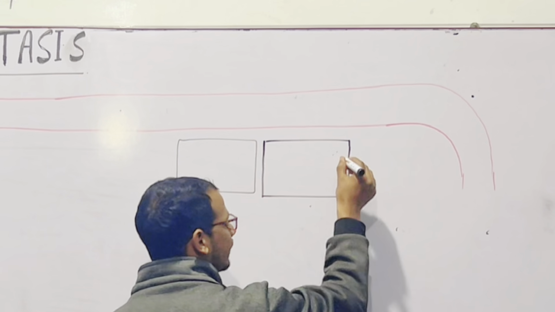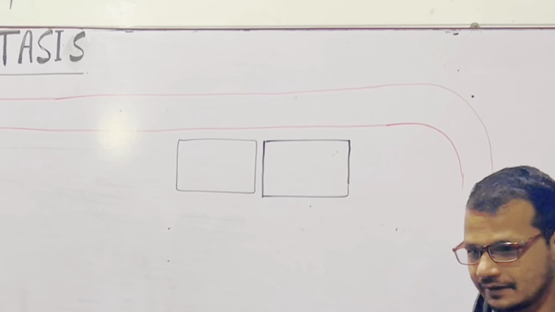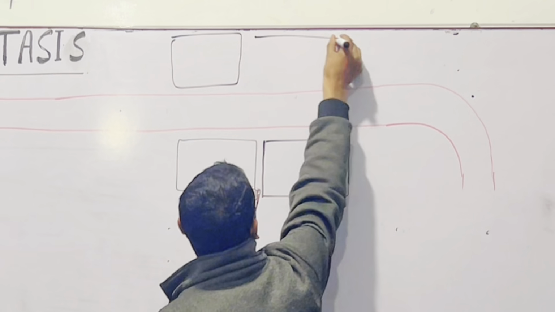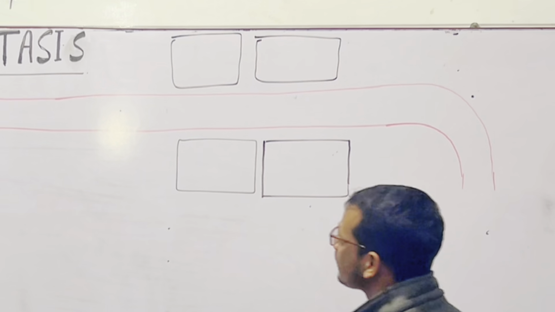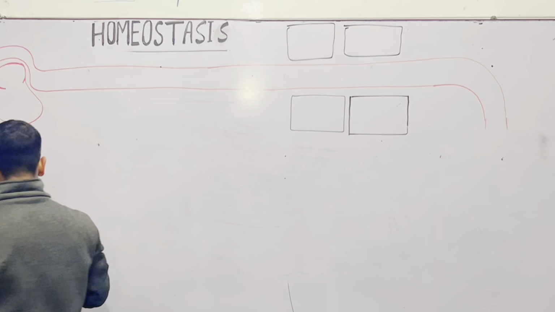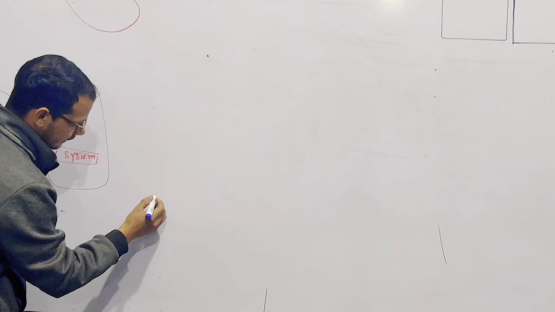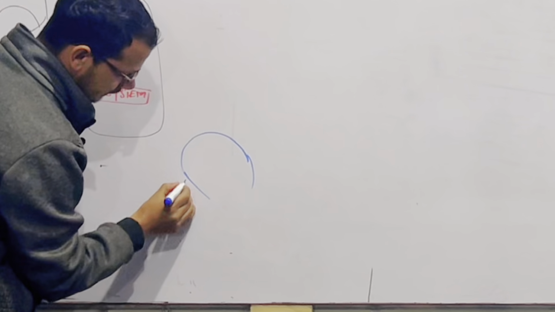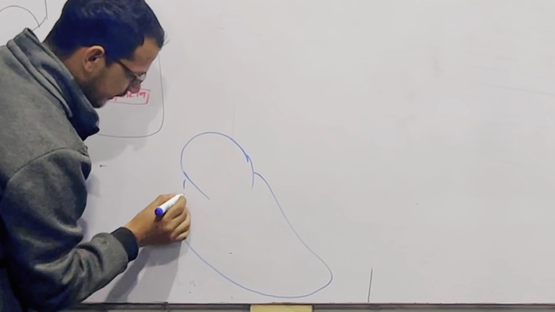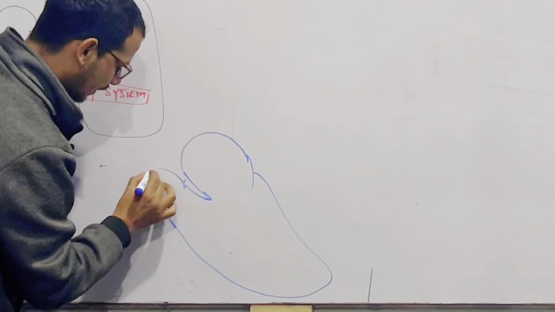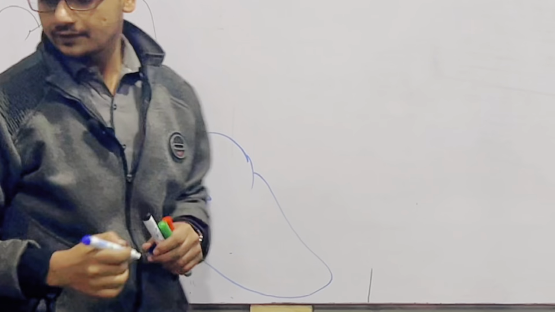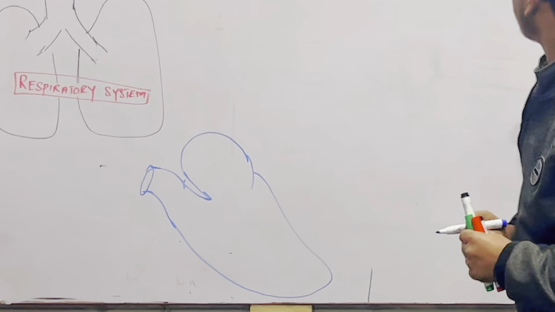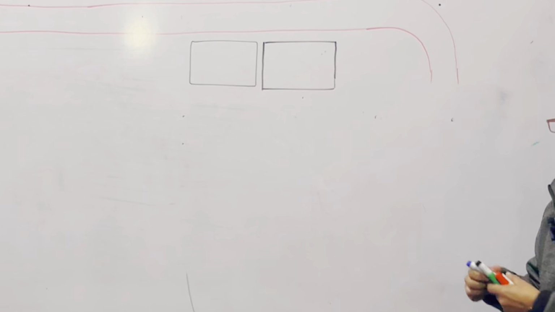I already told you that this board is imaginary, our body. These are our body cells. Here is the right side of the heart. This is the right atrium, and this is the right ventricle, and this is our vena cava, which will take the deoxygenated blood from the body. Here we have a capillary bed.